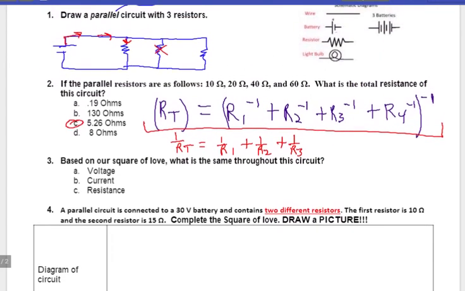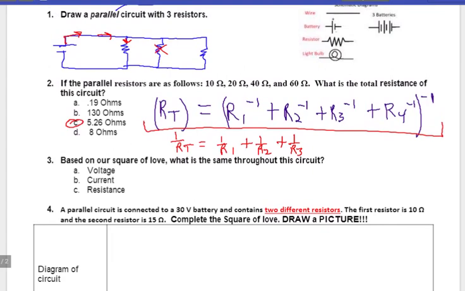Number three, based on our square of love, what is the same throughout the circuit? So for a parallel circuit, the thing that's the same is going to be our voltage. And that just means that each resistor, since it has its own path, is going to get its maximum amount of energy that that battery is supplying.